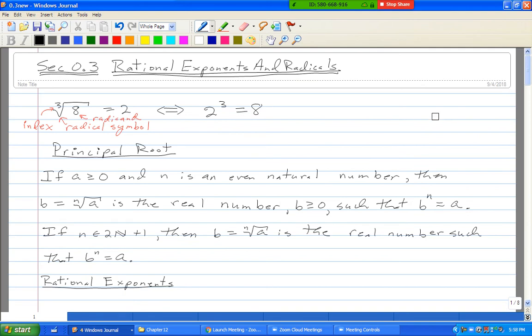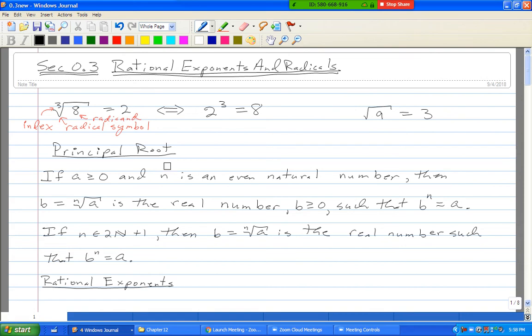Section 0.3, rational exponents and radicals. So the cube root of 8 is 2 because 2 cubed is 8. 8 is called the radicand. This symbol is called the radical symbol, and this is called the index. If our index is 2, we don't write the index.